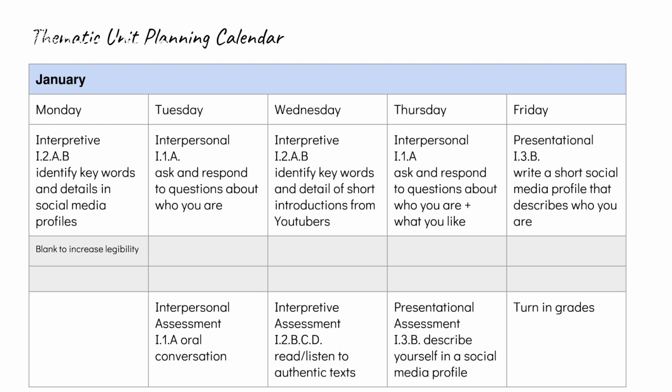Okay, Wednesday, we're going to switch back to interpretive. I'm going to keep working on identifying some keywords and details, but now maybe we're going to do listening instead of reading. And then Thursday, back to interpersonal, and maybe end the week with presentational. So you see, this approach to planning is very different if we look between the two.